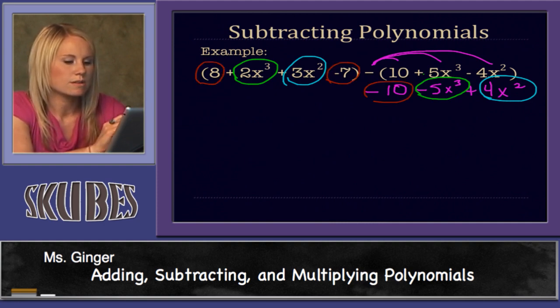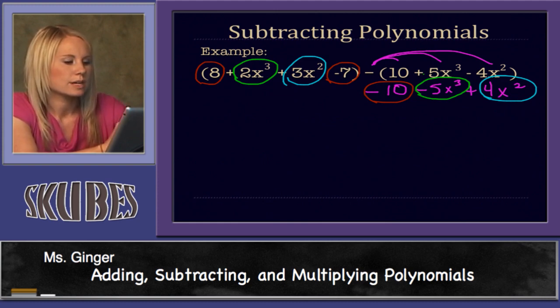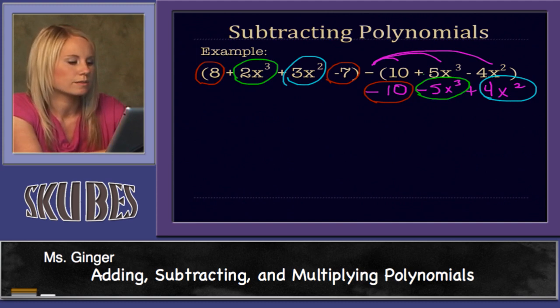And make sure we get all these signs coming with them. Alright, now that we can clearly see what needs to go together, let's go ahead and add these up. So our highest power was the power of 3. I've got 2 minus 5. You can see those in green. 2 minus 5. So negative 3x cubed.